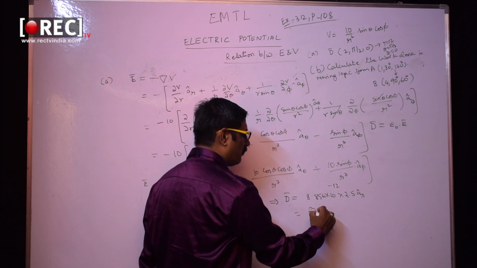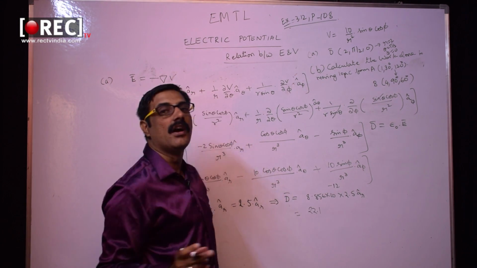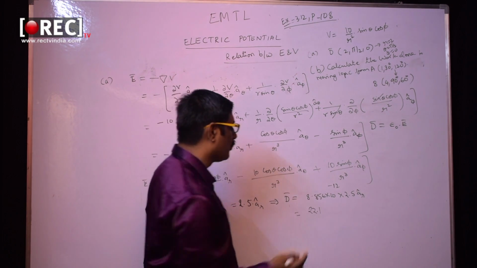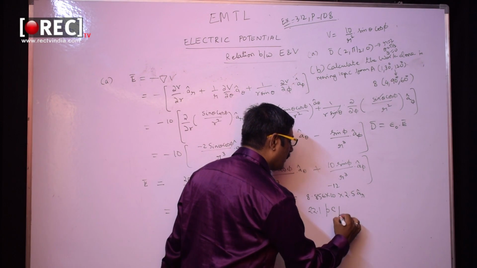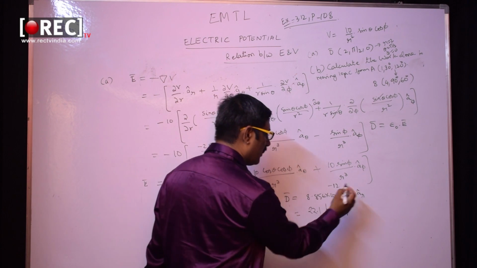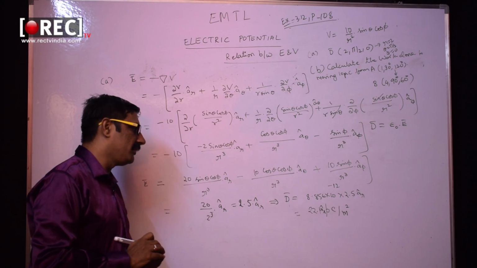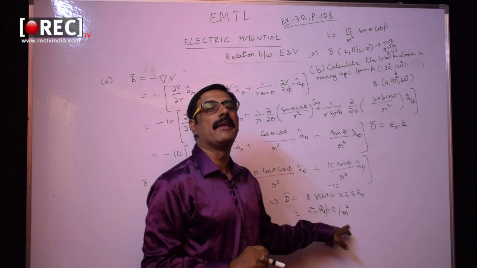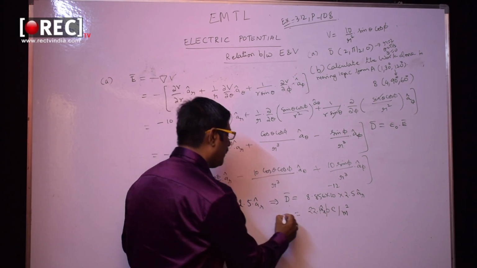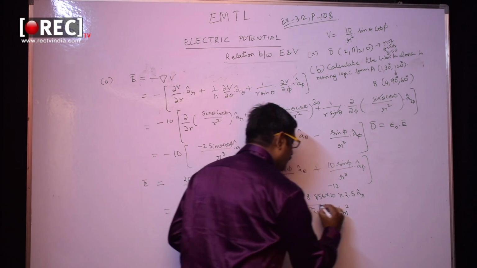So it is 22.1 into 10 power minus 12. That multiplication I can replace with pico. So it is pico coulombs per meter square is the unit. Of course, the unit vector is AR cap. So 22.1 AR cap into pico coulombs per meter square is the value of D bar. So this is the final answer for D bar.